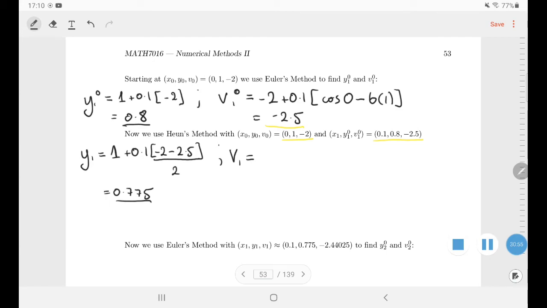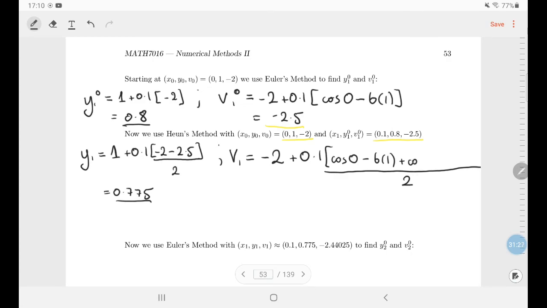So the next V value is the previous V value. So the previous V value to V1 is V0, which is just -2, plus the step size, which is 0.1. And then we look at the slope of V. I have not given enough space here. So the slope of V is cos x minus 6y. So it's going to be cos of x. What's the previous x? 0. Minus 6y. What's the previous y?